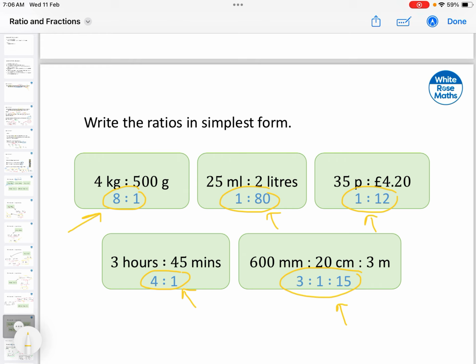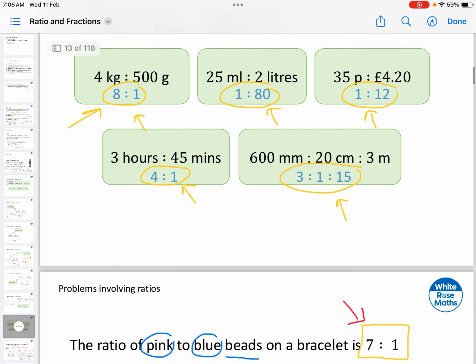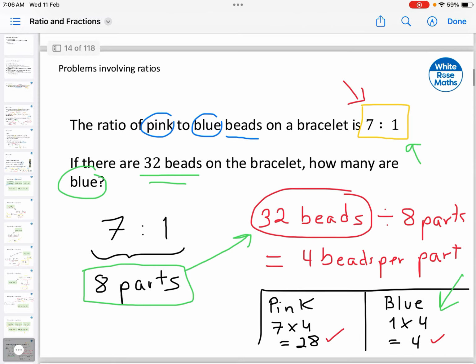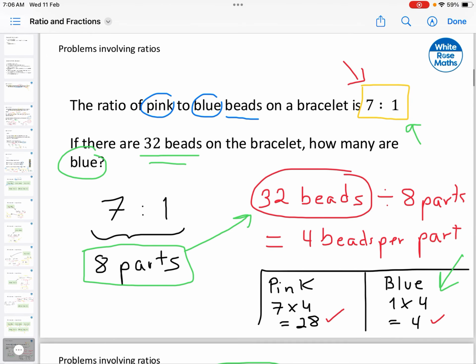For example, on the first one, what I said on the last video, that one amount is 8 times bigger than the other. And that type of comparison is always important, especially when you have the simplest form, it's easier to compare. And after that, we started solving problems. So the first problem we solved was the one with the beads.